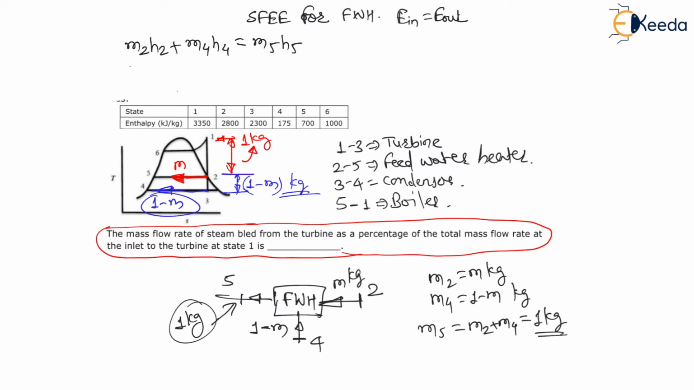Therefore m2 is m, h2 is already given in steam table, which is nothing but 2800, plus m4 is 1 minus m, h4 is already given in steam table, that is 175, into 175, is equal to m5 is 1 kg, and h5 is already given in steam table, which is 700, into 700. This will be the equation.